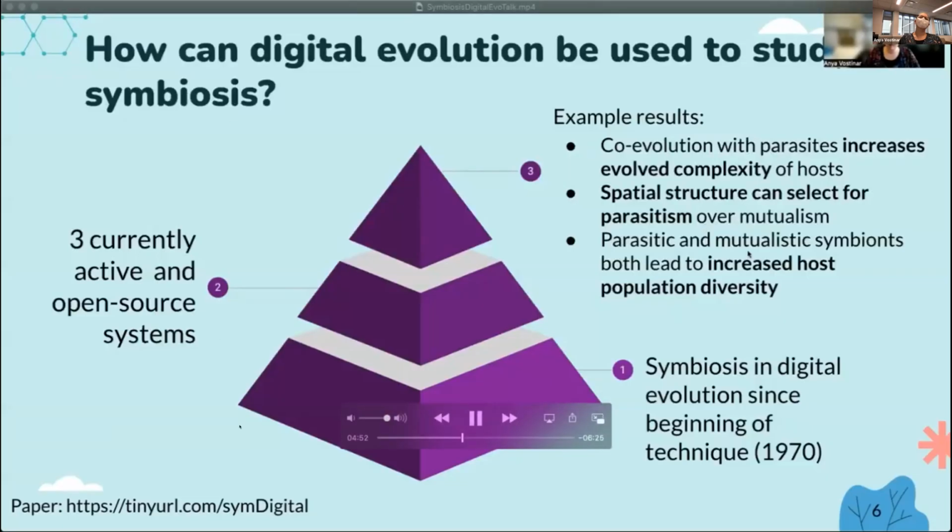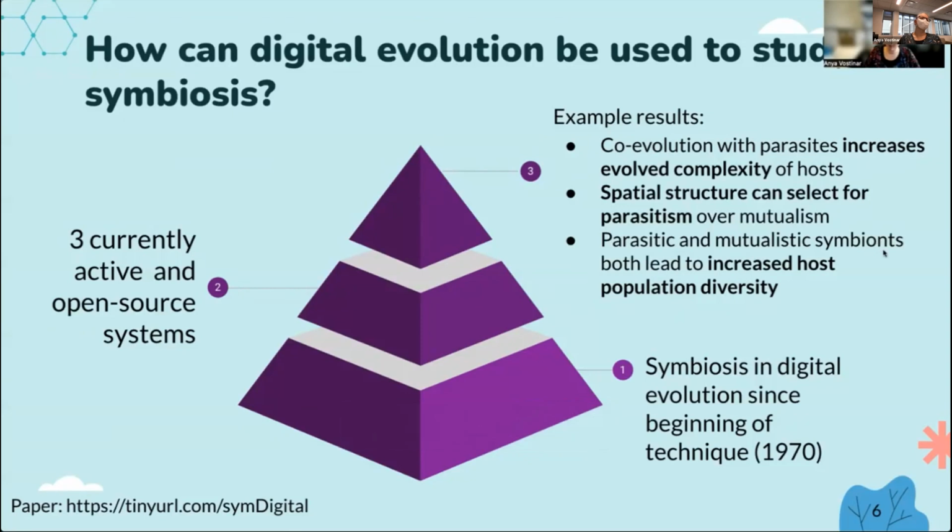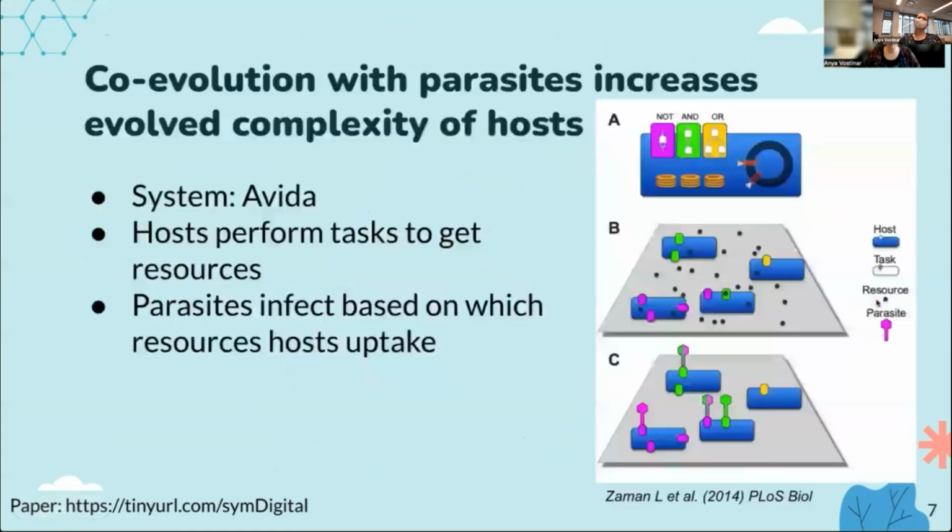So I'll go over three of them today. One focused on coevolution with parasites and its impact on host complexity. One focused on the impact of spatial structure on the evolution of parasitism, and one focused on how symbionts of all varieties impact host population diversity. There's a lot of details that I'm skipping that are all available in the paper if you'd like those.